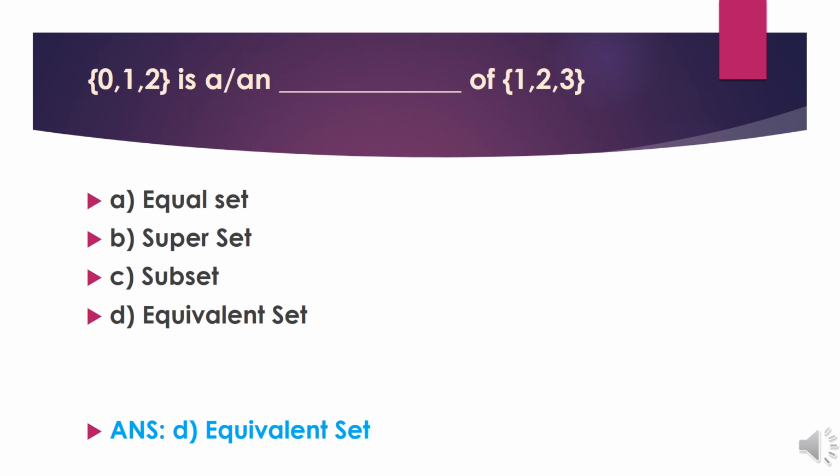Zero, 1, 2 is a dash set of set 1, 2, 3. A equal set, B superset, C subset, D equivalent set. Answer: D equivalent set.